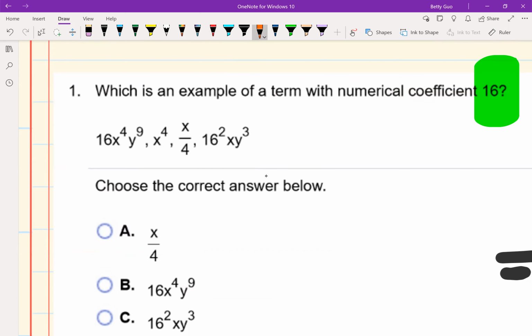And what about this one? Look carefully. What's the coefficient of that term? 16 squared. What is 16 squared? 256. Yeah, the coefficient of that term is 256. The coefficient is not 16, it's 16 squared. So we do not choose this one. The correct answer is 16, x to the power of 4, y to the power of 9, right? Does that make sense?